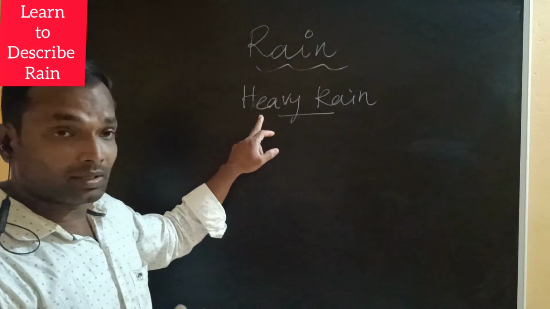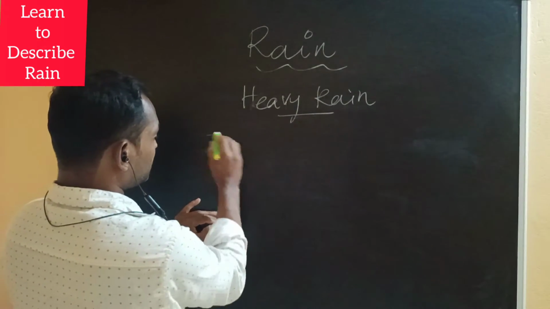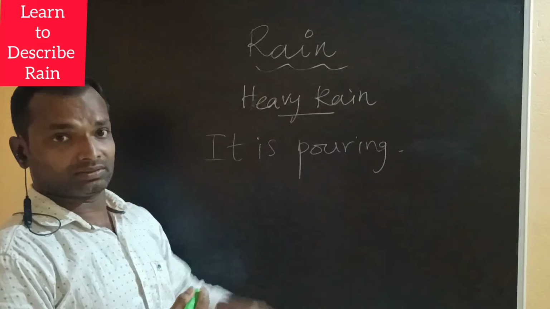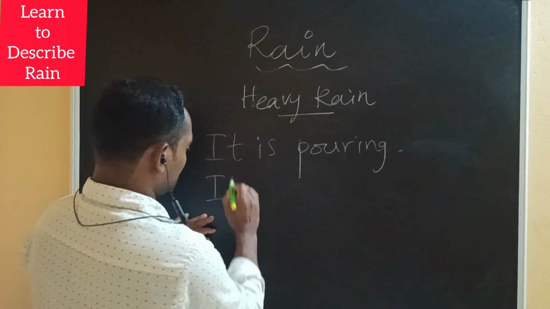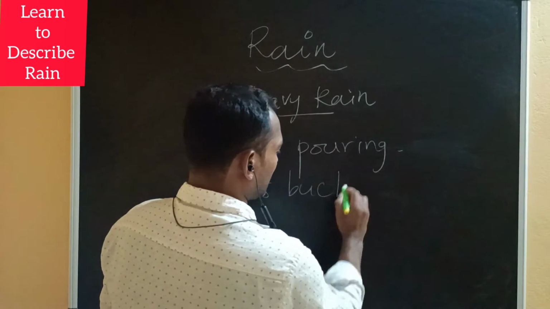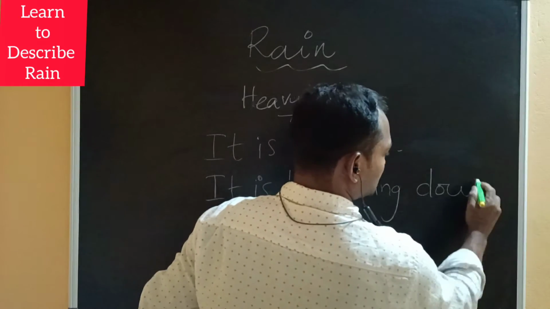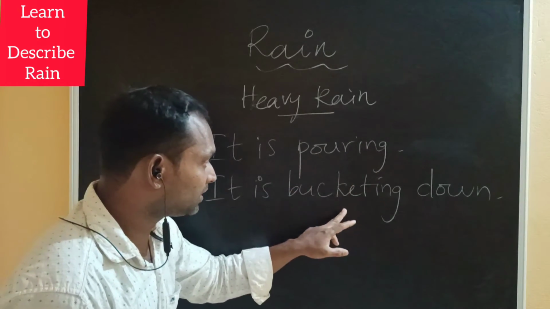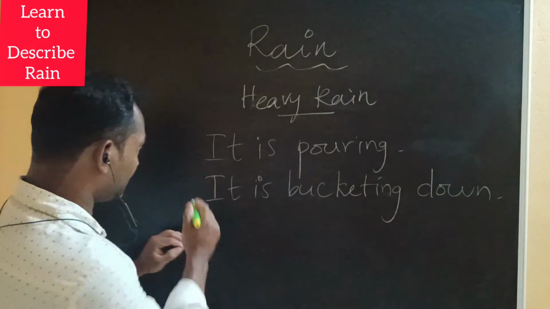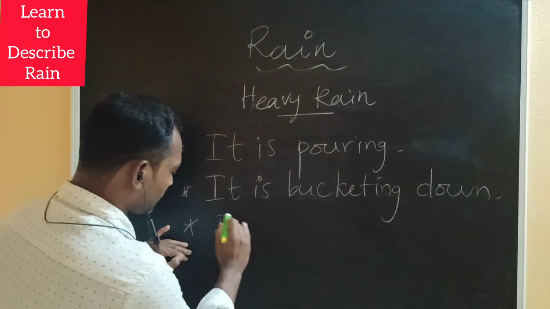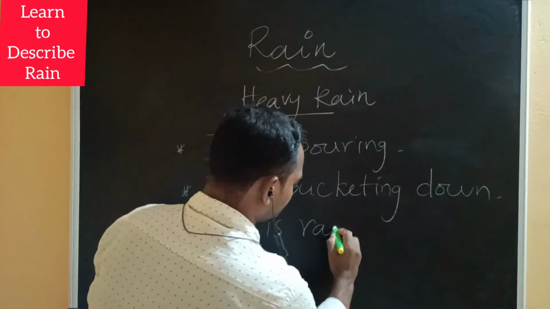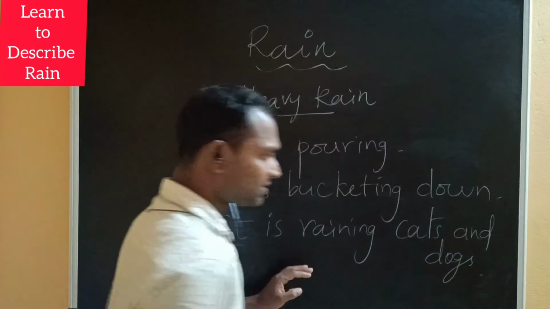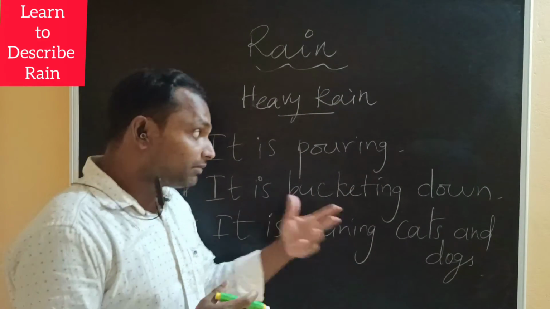So how will you describe heavy rain? It is pouring. It is pouring means it is raining heavily. It is bucketing down. It's an idiomatic expression, which means the same as it is pouring, it is raining heavily. And the third sentence we have already seen, it is raining cats and dogs. This is typically used for unusual and unbelievable heavy rain.